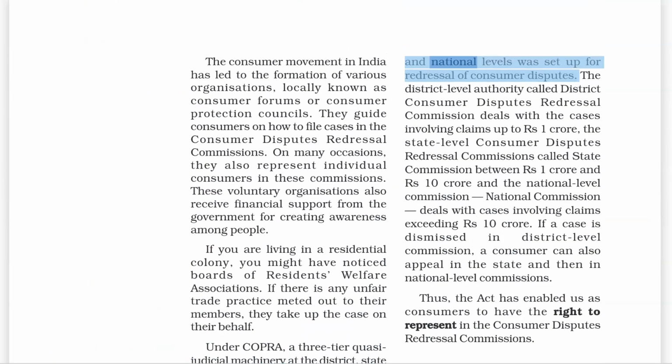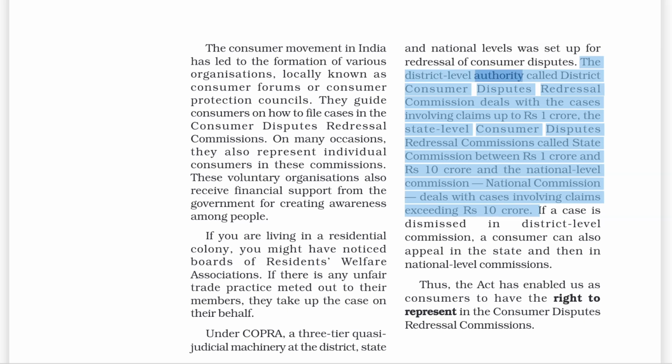Redressal agencies at the district, state and national levels were set up for redressal of consumer disputes. The district-level authority, called the District Consumer Disputes Redressal Commission, deals with cases involving claims up to 1 rupee crore. The state-level Consumer Disputes Redressal Commission, called the State Commission, handles claims between 1 rupee crore and 10 rupees crore, and the National-level Commission, the National Commission, deals with cases involving claims exceeding 10 rupees crore.